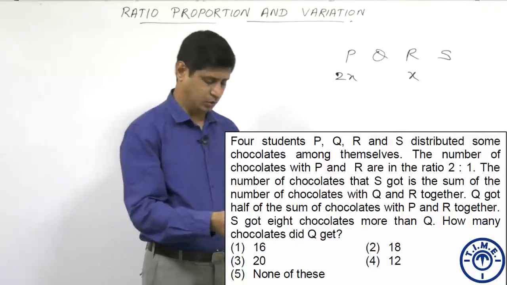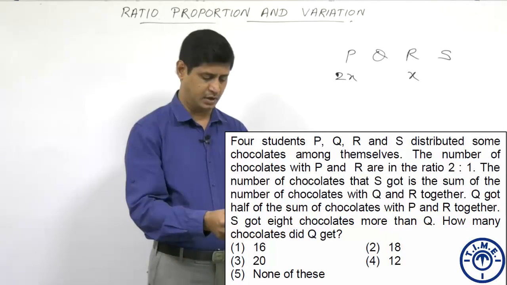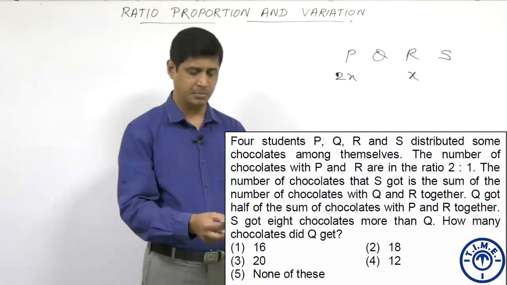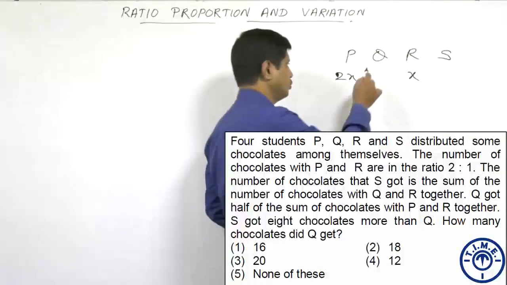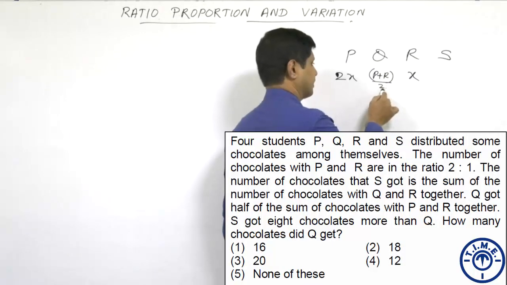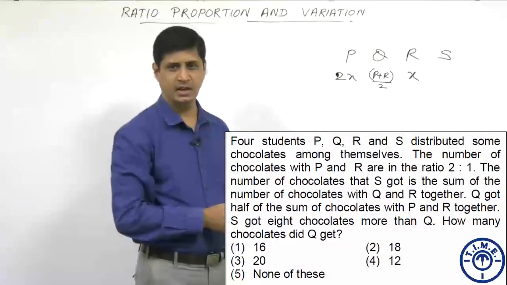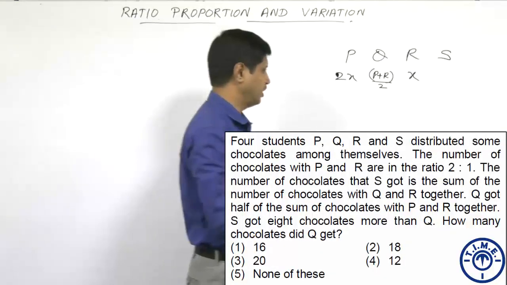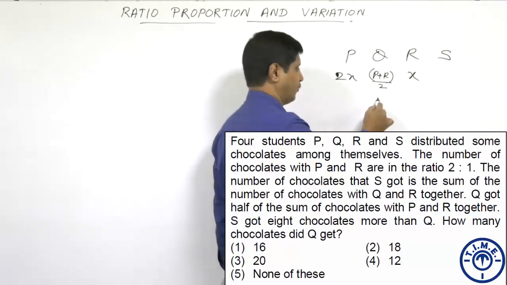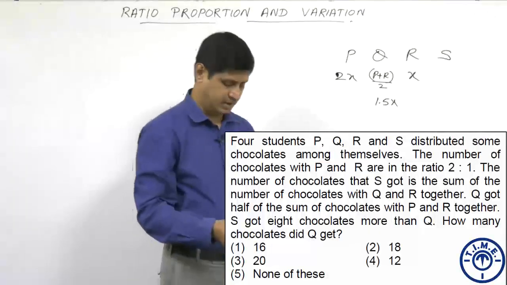What about the Q? Q got half of the sum of P and R together. P and R together means, what is the P value? 2x. What is the R value? x. So x plus 2x means 3x. 3x by 2 means it is 1.5x. Now, what about the S value?